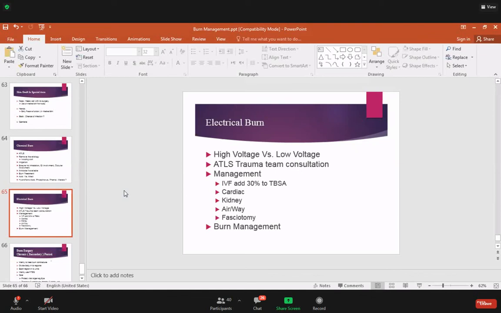Then you have to take care of the cardiac activity of the patient. ECGs are recorded, an ECG monitor is attached, and ECGs are visualized every now and then. And for these patients, you should maintain a urine output of about 2 to 3 ml per kg per hour. These patients are more prone to develop acute renal failure, so you have to take care of the cardiac as well as the kidney status.